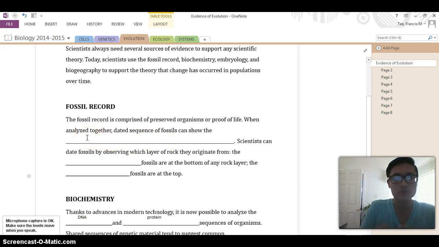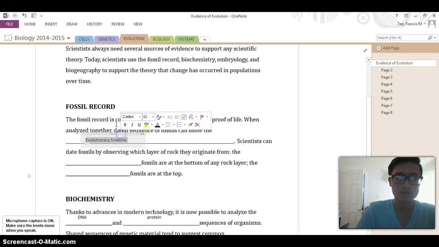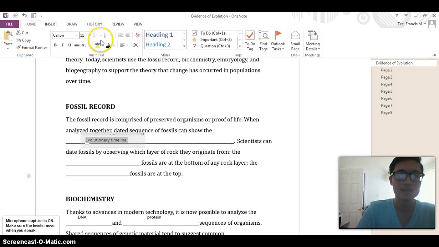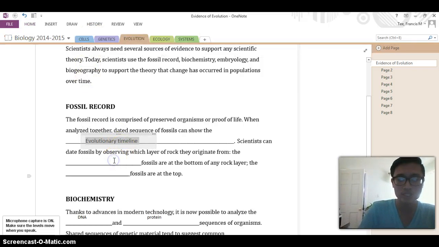So when we look at all those different fossil records, we see kind of a timeline, and that's exactly what we're going to put here. So when we analyze them together and we put them in the right order, the dated sequence, we could come up with an evolutionary timeline. So that evolutionary timeline really helps us to figure out what traits came first, what organisms might have come first, right? And so scientists can date these fossils by observing which layer of rock they originate from.